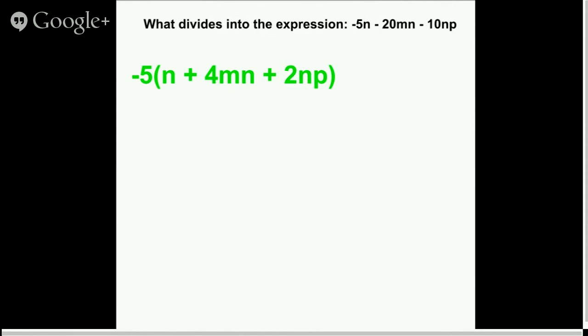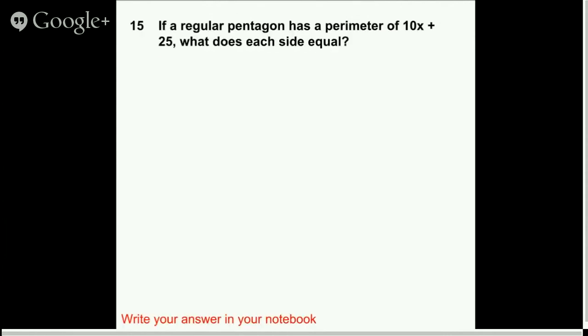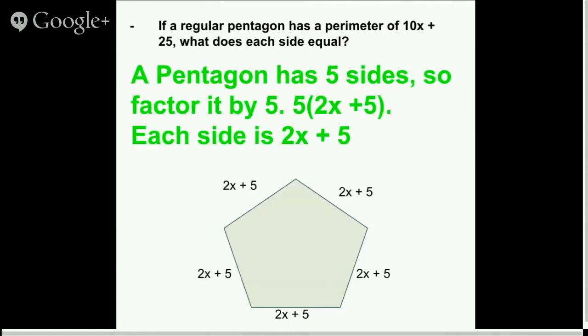All right, try this one. So if a regular pentagon has a perimeter of 10x plus 25, what does each side equal? All right, go ahead and pause it. Okay, a pentagon has 5 sides, so you got to pull out a 5. You'd have 5 sides that are 2x plus 5 long. All right, so each side is 2x plus 5 centimeters or inches long.